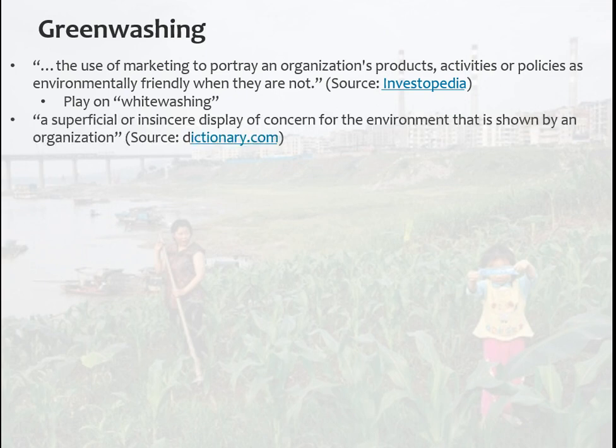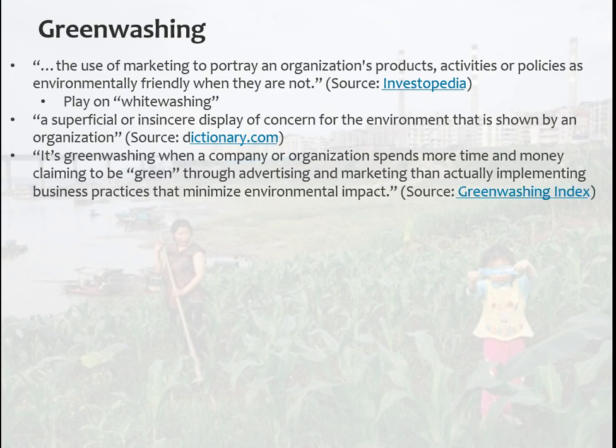Another way to think about it is a superficial or insincere display of concern for the environment that is shown by an organization. That's kind of like when you oversell the environmental aspects of something that you're doing or selling. Like you make it look like it's really sustainable when really it's not nearly as much as it is. And so another way to think about it is when a company or organization spends more time and money claiming to be green through advertising and marketing than actually implementing business practices that minimize their impact.